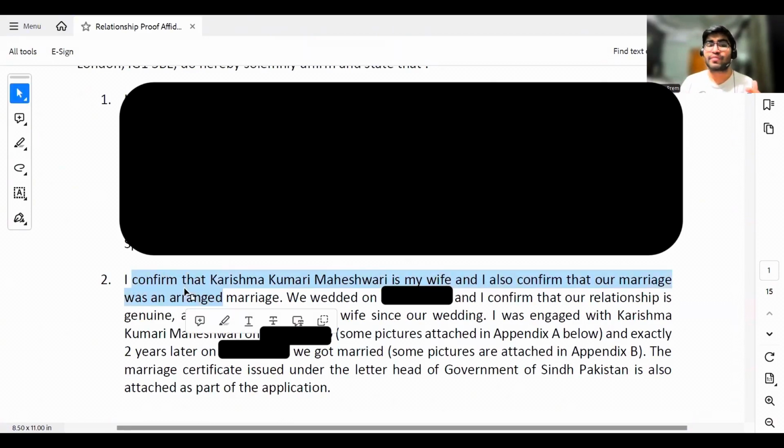So we talk about the type of marriage, when we got married, and that our relationship is genuine. We are husband and wife. We're currently living together. We foresee living together. All these things are actually requirements. You have to make sure you comply with that. And then we talk about when we got engaged and when we got married.